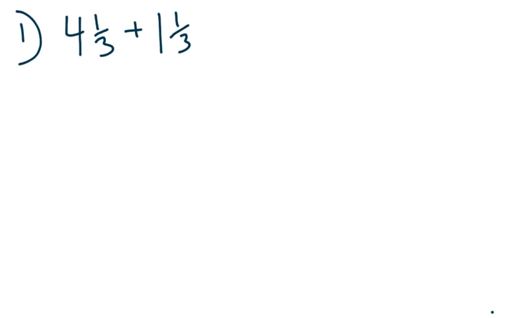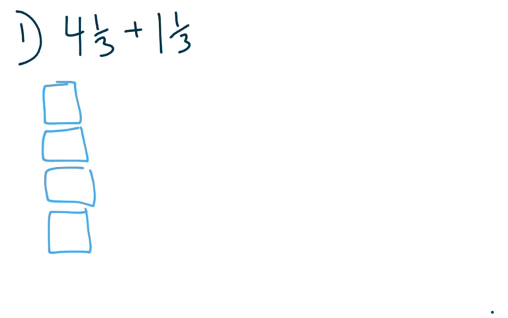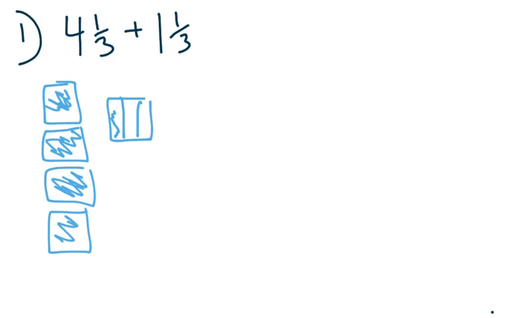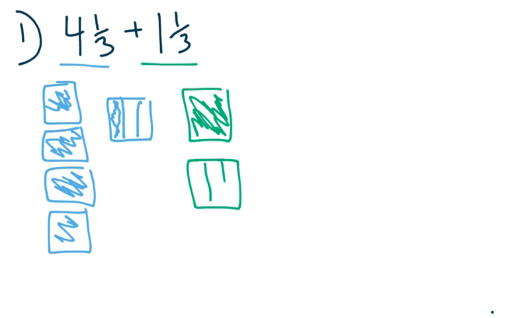Let's say we have 4 1/3 plus 1 1/3. Well, 4 is going to be 4 of these squares that are all completely colored in. And then the 1/3 is a square that's broken into 3 parts, but only one of them is full. So that's 4 1/3. Now, 1 1/3 is one square that's completely colored in, and then another square that's broken into 3 sections, and only a third of it is colored in.